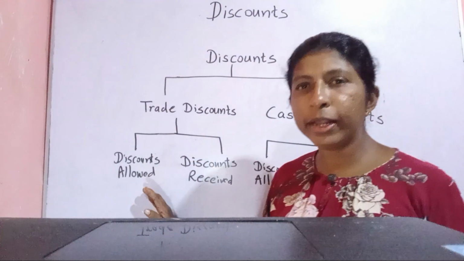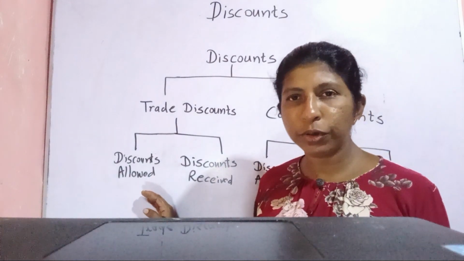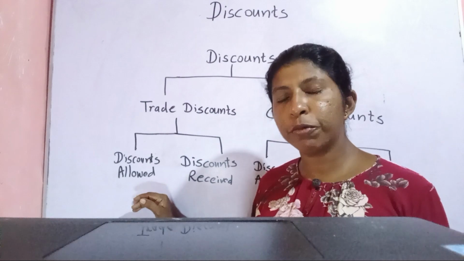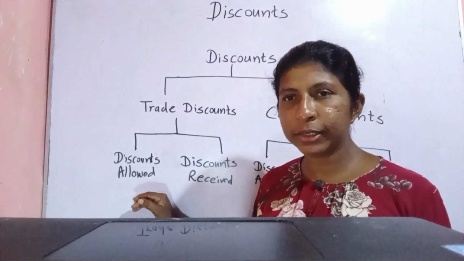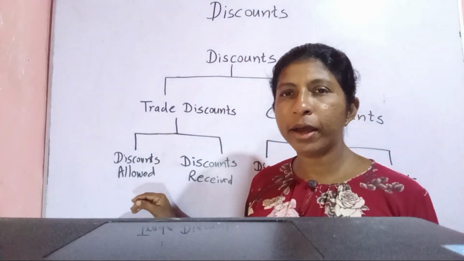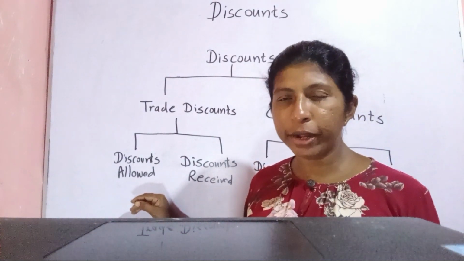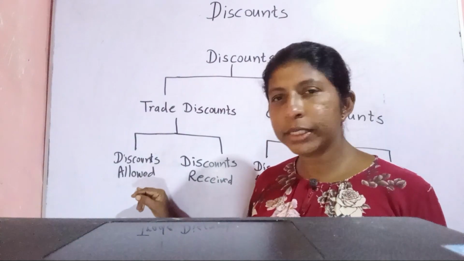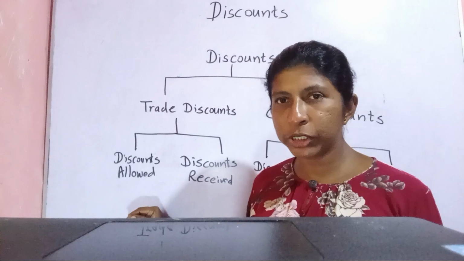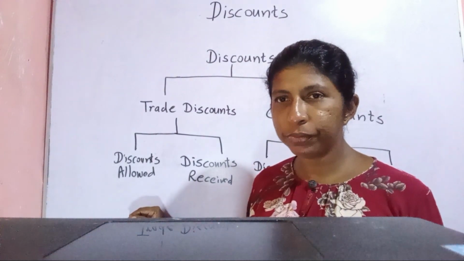When we are selling goods, our business products, we can deduct some amount from the listed price. That means for our customers, we have given a deduction from the listed price. It is called discount allowed. That means we have given that deduction to another party.